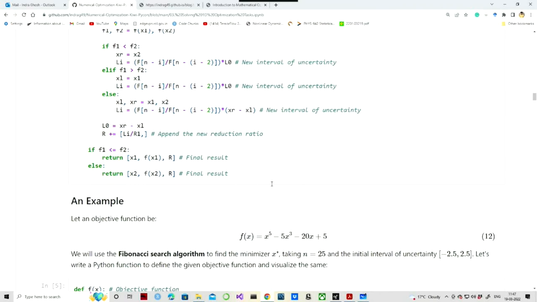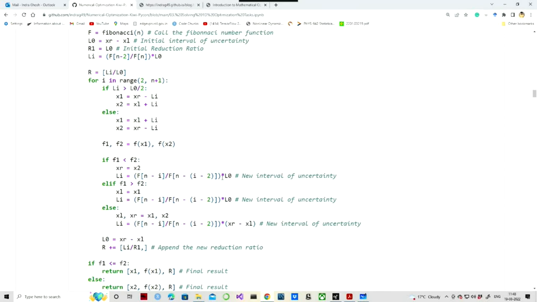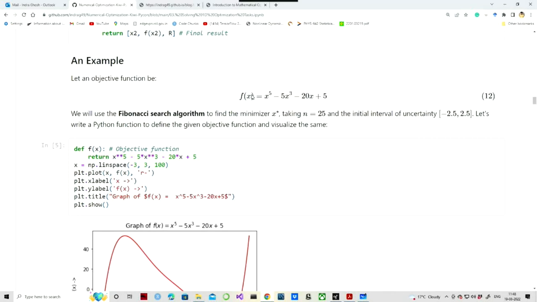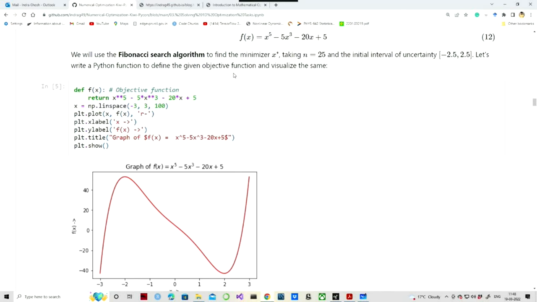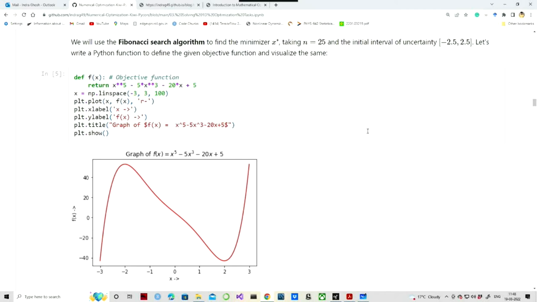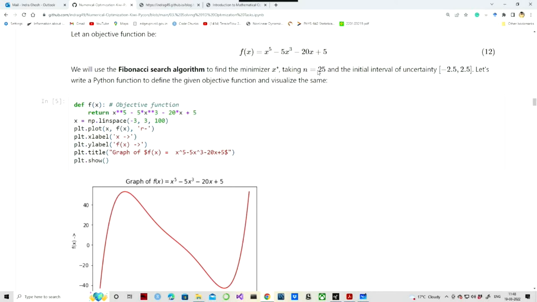So you need to run this fib search function to work with the example. So here, in the example, I consider this function f of x, and we will use the Fibonacci search algorithm to find the minimizer x star. So taking n equals to 25, we need to initialize the number of Fibonacci numbers the algorithm needs to calculate.